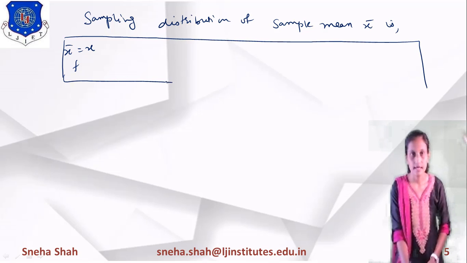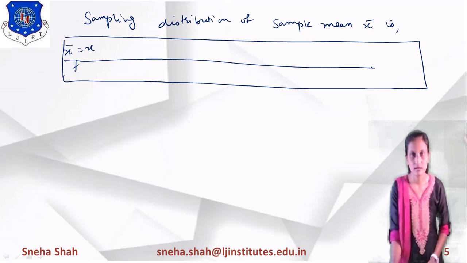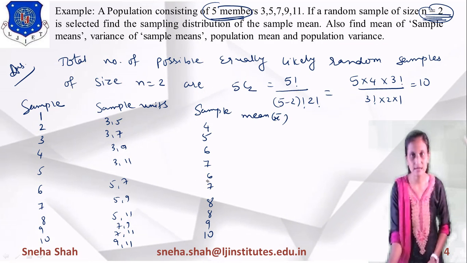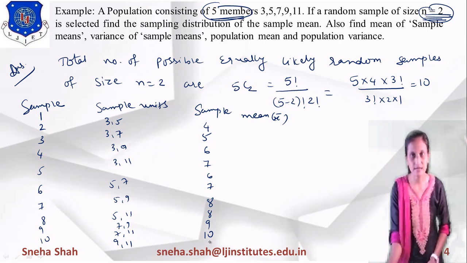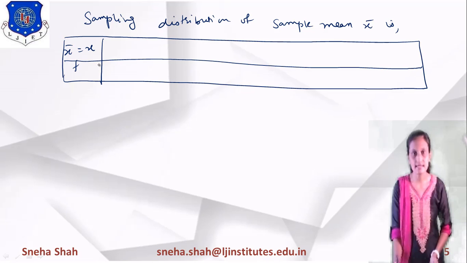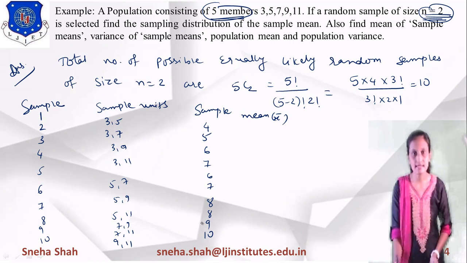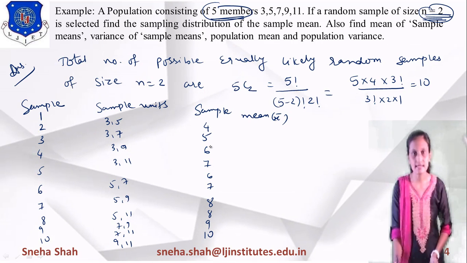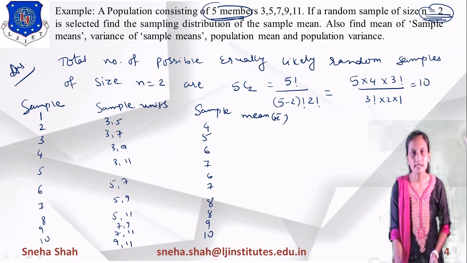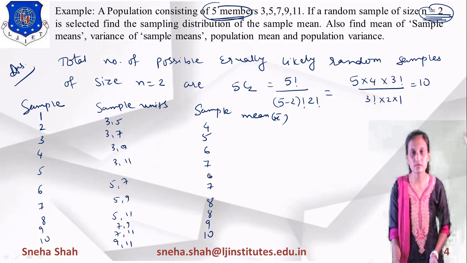Right. Now what is the value of x bar equals to x? As we had defined the x bar in the last slide, you can see that x bar means 4, 5, 6, 7, 6, 7, 8, 8, 9, 10, right? So I will write it down over here. And what is the value of f? Value of f means frequency of it. Suppose I am taking x bar equals to 6, so what is the frequency of it? 6 comes here and here, means its frequency is 2.